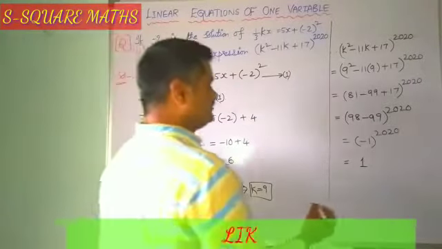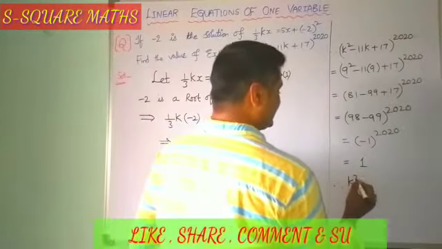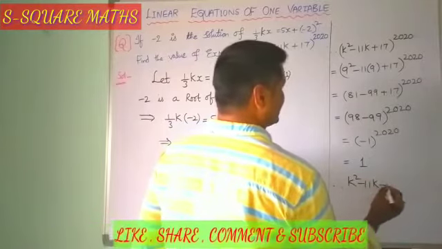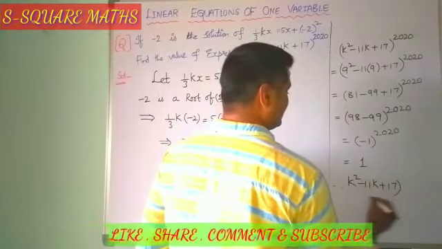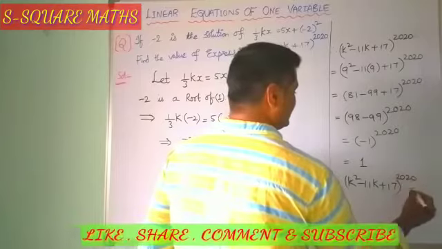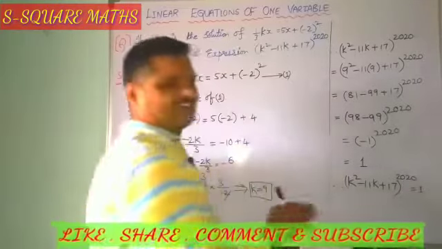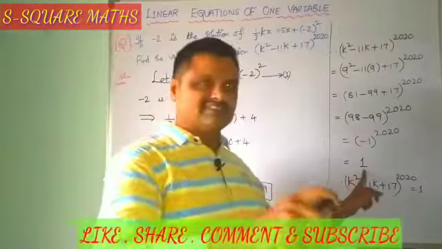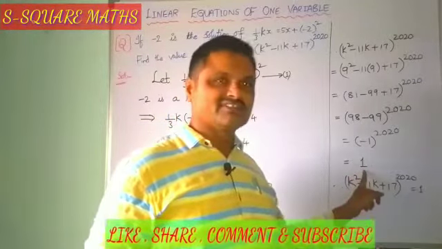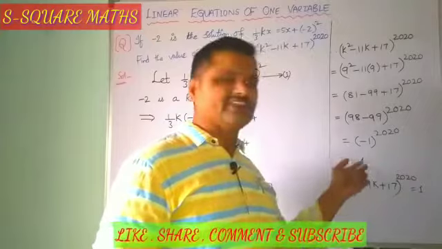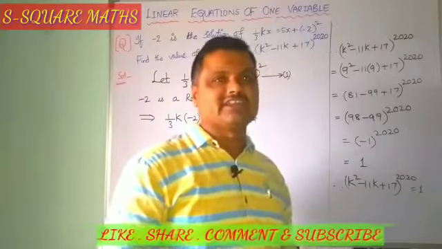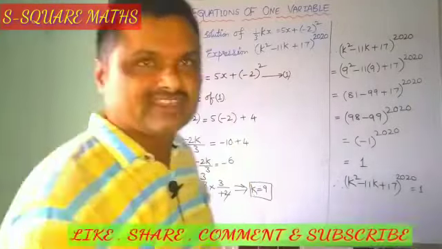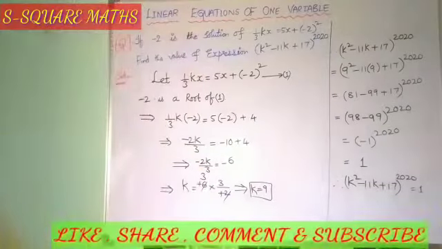Okay. So therefore k square minus 11k plus 17 whole power 2020 is equal to 1, which is the value of this expression. So 1, in the set of rational numbers or real numbers, acts as a multiplicative identity, nothing but unity also. So in this way we can proceed with our problem.